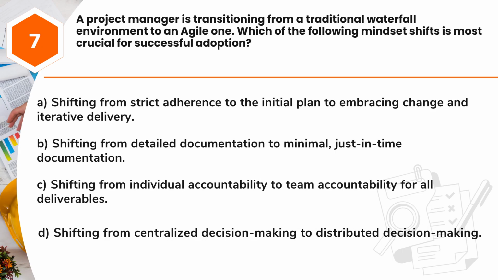Question 7. A project manager is transitioning from a traditional waterfall environment to an agile one. Which of the following mindset shifts is most crucial for successful adoption? A. Shifting from strict adherence to the initial plan to embracing change and iterative delivery. B. Shifting from detailed documentation to minimal, just-in-time documentation. C. Shifting from individual accountability to team accountability for all deliverables. D. Shifting from centralized decision-making to distributed decision-making.